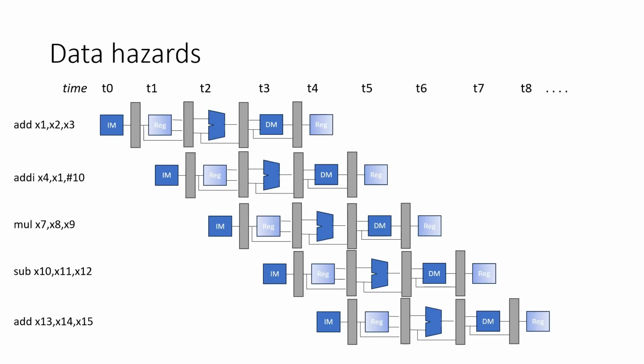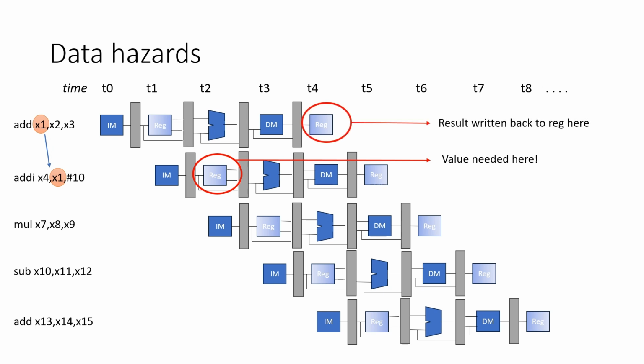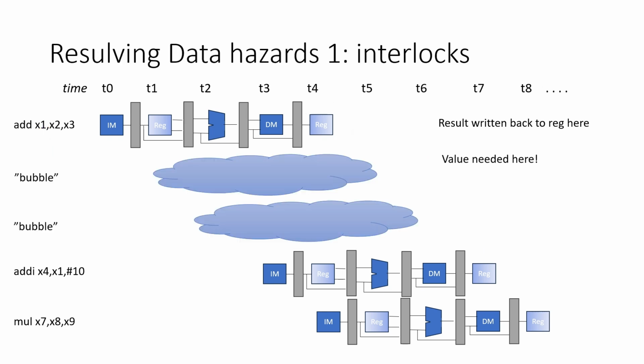The next kind of hazard is worse and caused by data dependencies. In this example, the add I instruction needs the value in register X1, which is produced in the previous add instruction. As you can see from the pipeline diagram, it is needed already in clock cycle T2, while the value is not written back to the register by the add instruction until clock cycle T4. You can resolve this by stalling the newer instructions for 2 clock cycles, but that wastes a lot of performance.